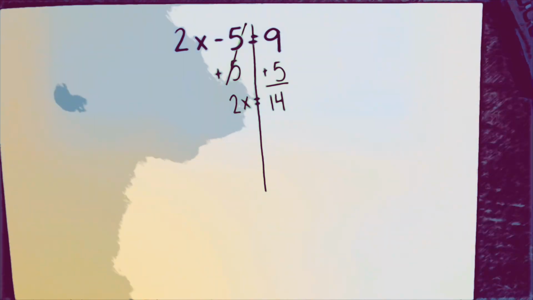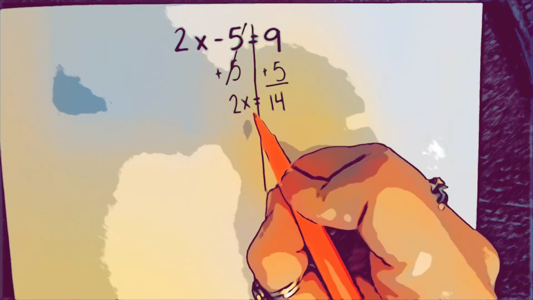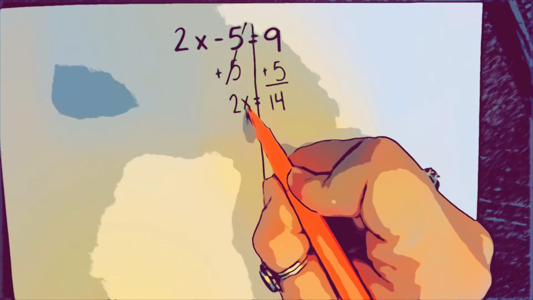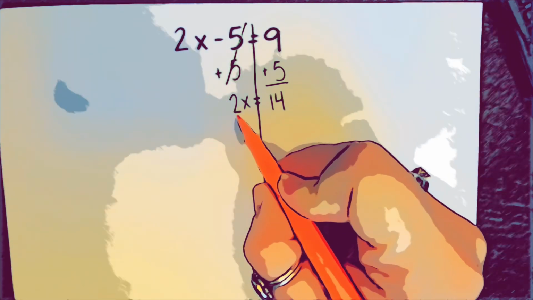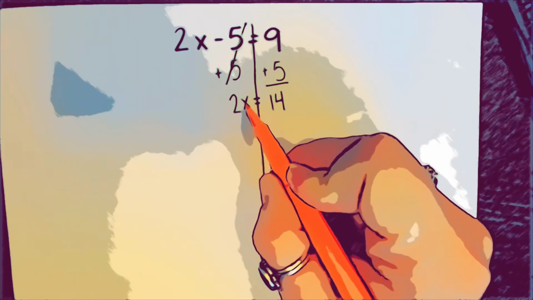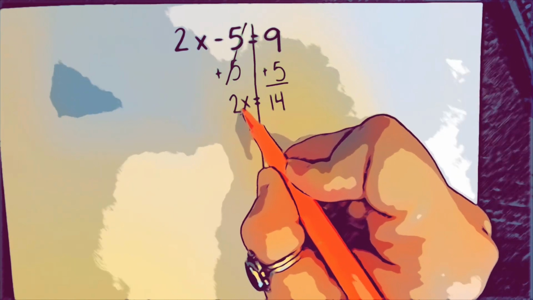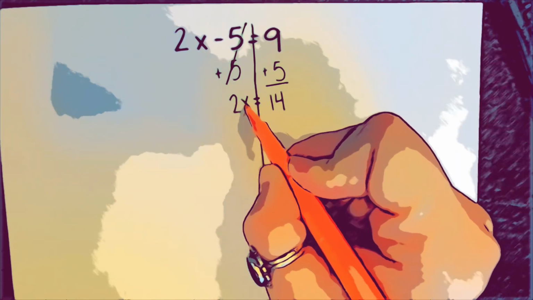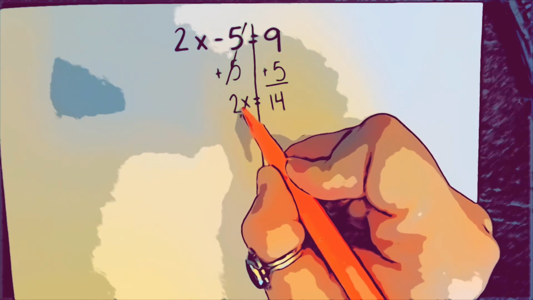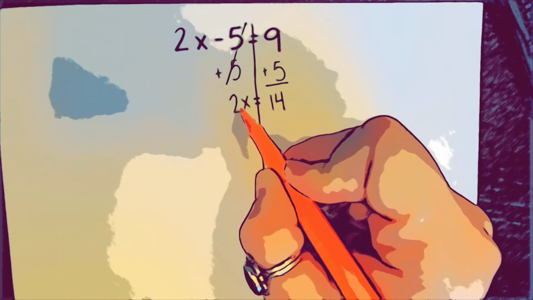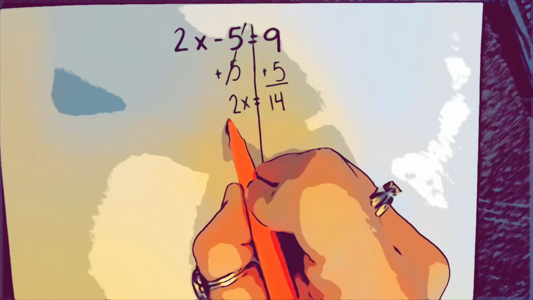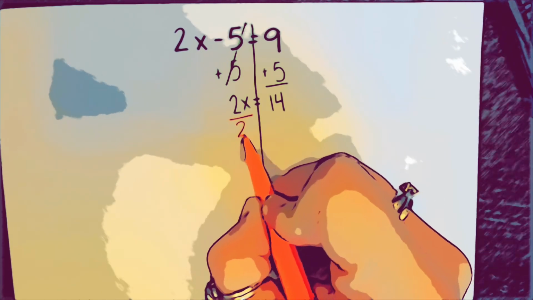And now we can ask ourselves, what is being done to the letter x? The letter x is being multiplied by 2. We know it's being multiplied because when we see a number and a letter right next to each other, a constant and a variable, that is a multiplication question. And so the opposite of multiplying by 2 would be to divide by 2. So I'm going to divide this side by 2.